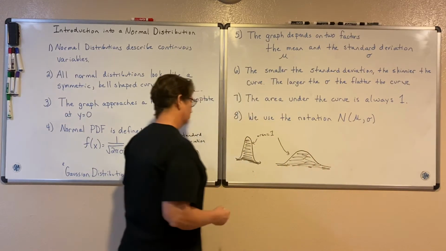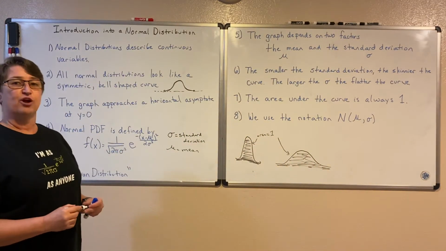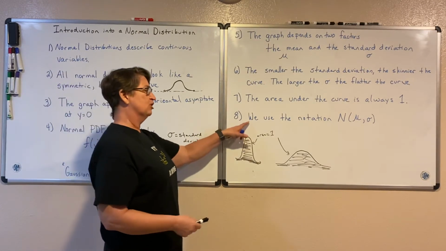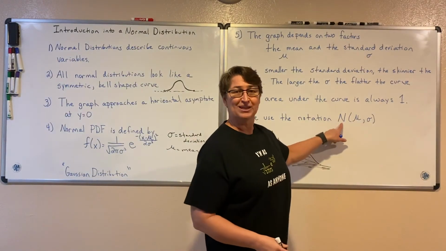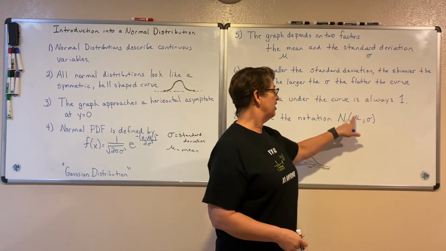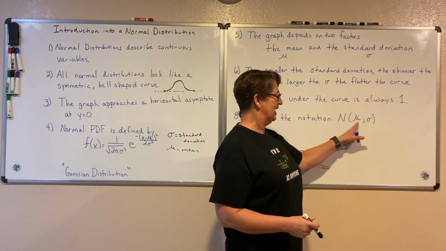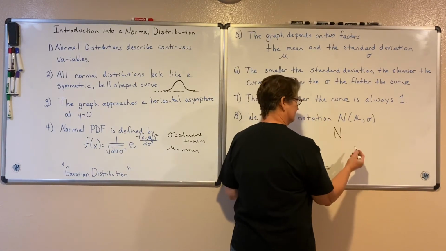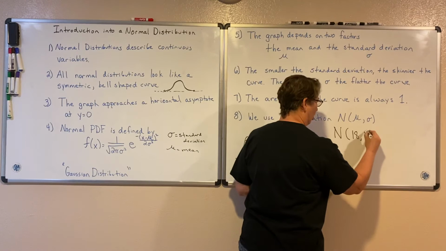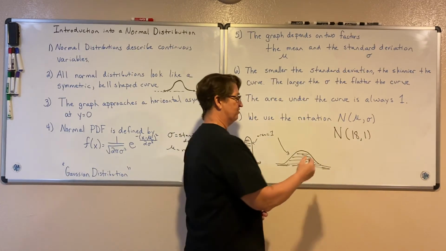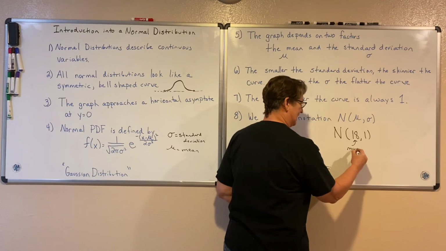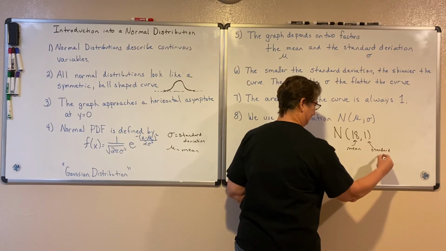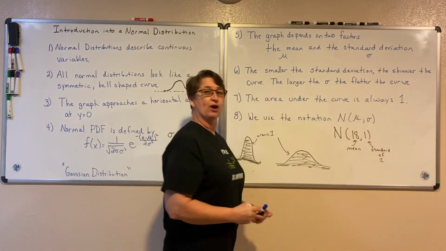So that's one of the characteristics of this function, that the area underneath the curve will always be equal to 1. And we use this notation. This N tells me that it's a normal curve. And then we'll put in parentheses the mean, comma, the standard deviation. So if I write something like N(18, 1), that tells me that this is a normal curve with a mean of 18 and a standard deviation of 1.